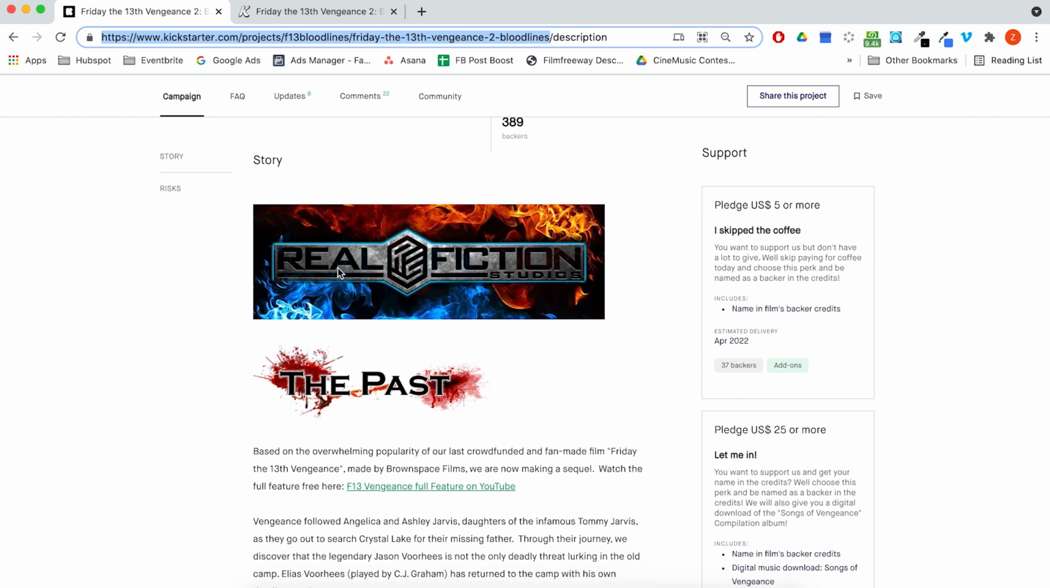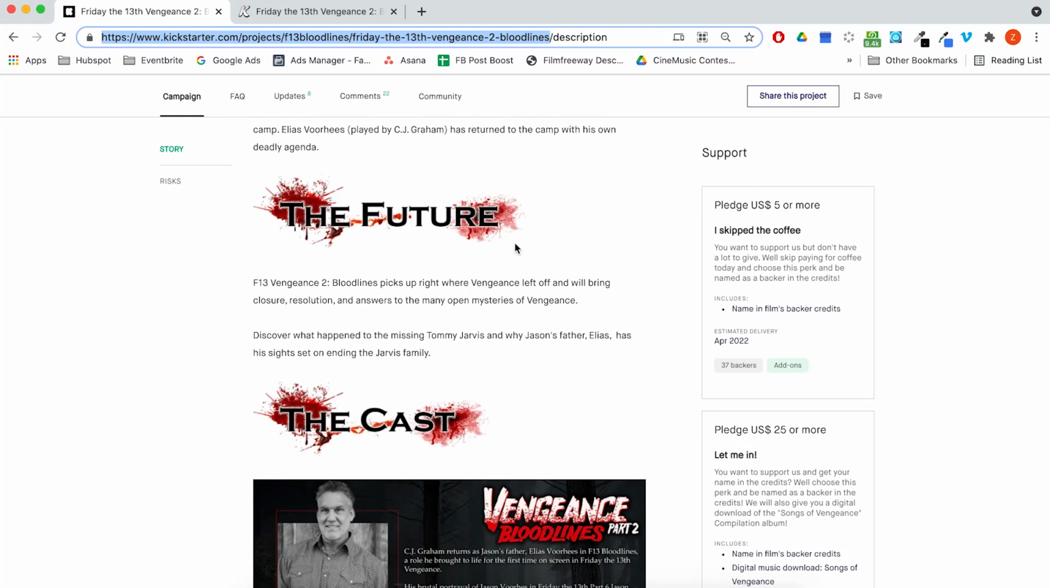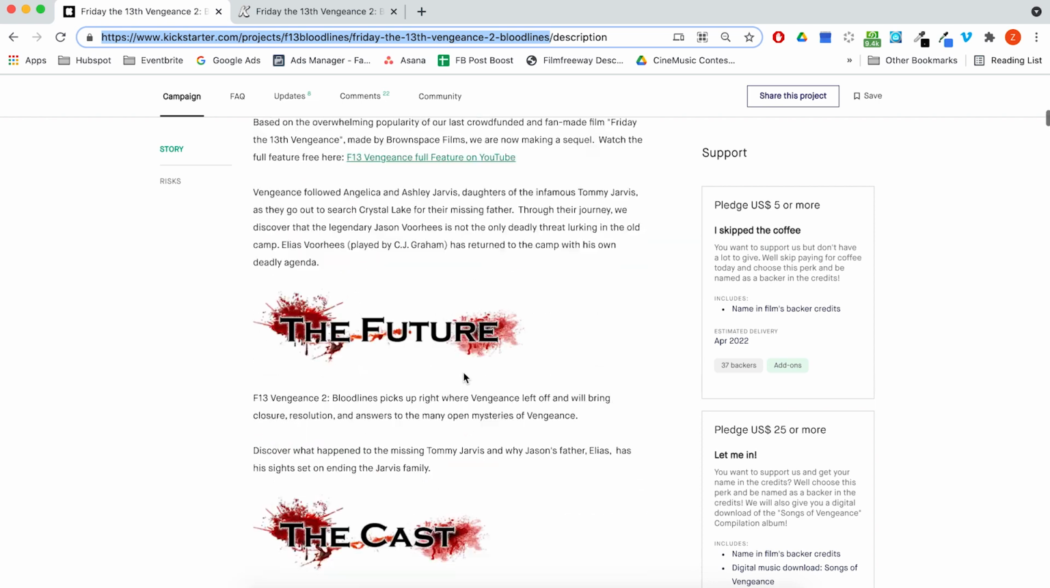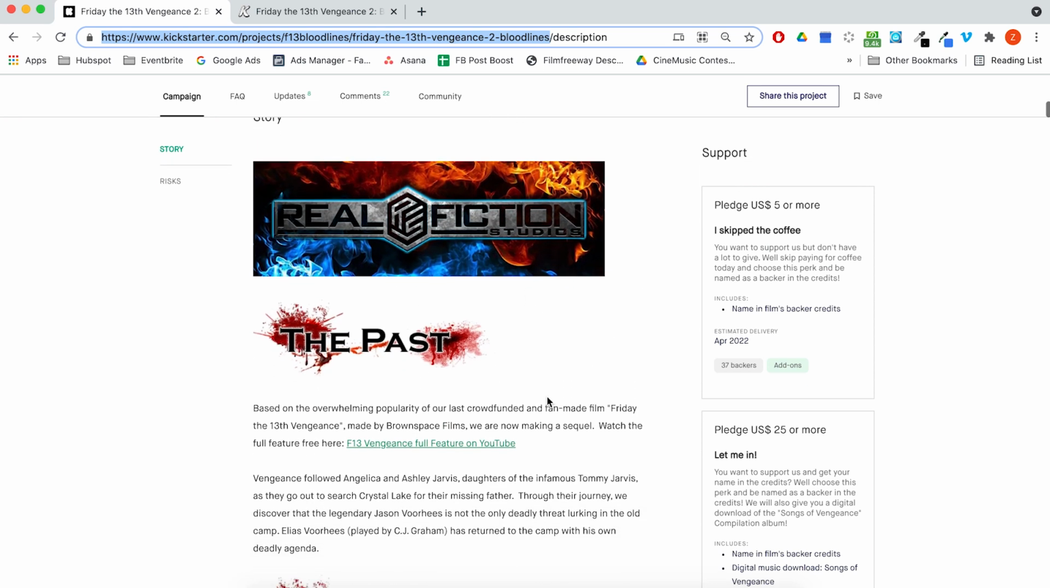Now, the other thing that they did really well over here in terms of the body of the campaign is they didn't just have plain text. You can see over here they have these really cool images of the future, the cast, the past, real fiction studios. It really gives you this kind of horror, thriller, almost action vibe, which again, horror fans love that. They love this visual graphics, so this is definitely something that you want to do.